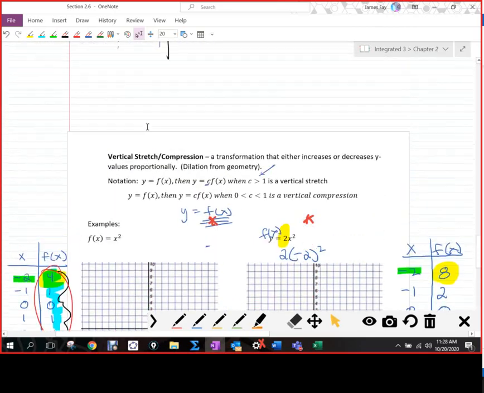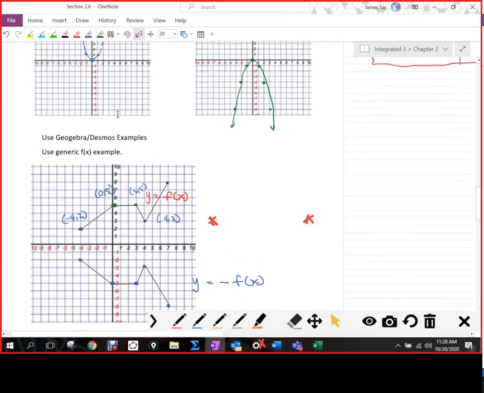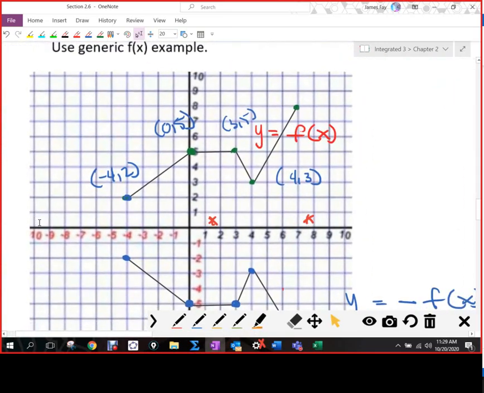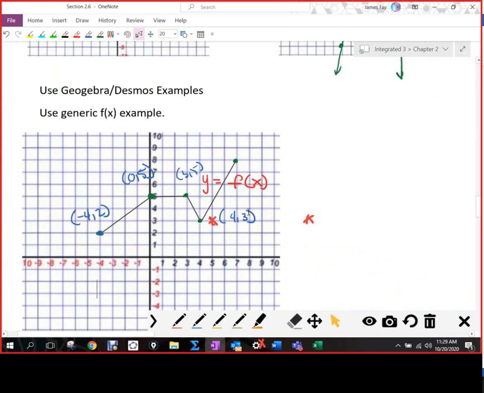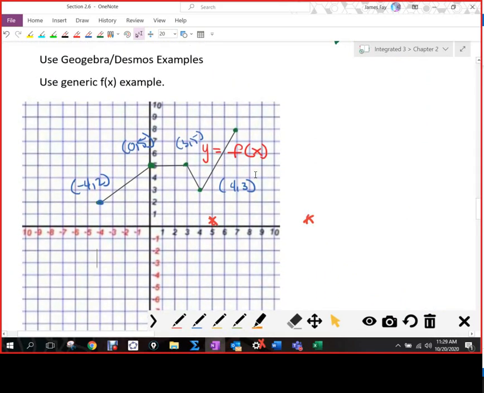They might ask you, let's go back to this here. Remember yesterday we were talking about this graph being f of x, and I gave you those ordered pairs. They might ask, if that's f of x, what does 2 times f of x look like? That 2 is going to increase your y's by a factor of 2. So this point here, the y value gets multiplied by 2, so the y value is going to become 4. I'm going to have a point at negative 4, 4.